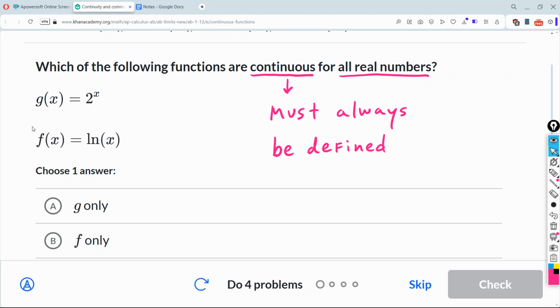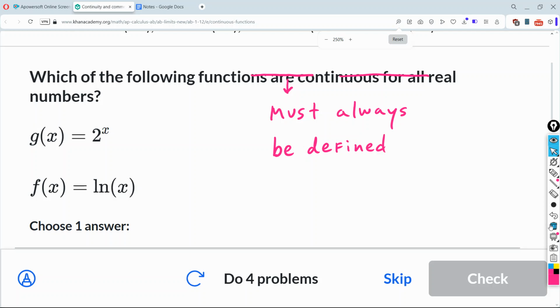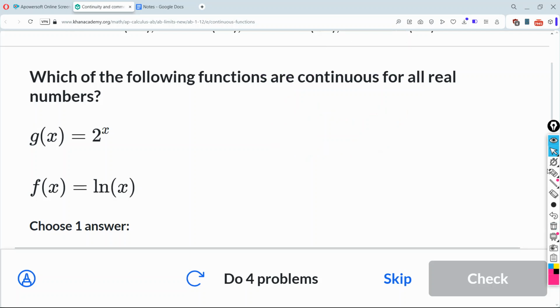All right. So if we look at the first one, g of x equals 2 to the x. Is there any number that x can't be? Well, no, this can be anything, right? 2 to the power of x, the x can be any number. So that one is fine. That's going to be continuous for all real numbers.